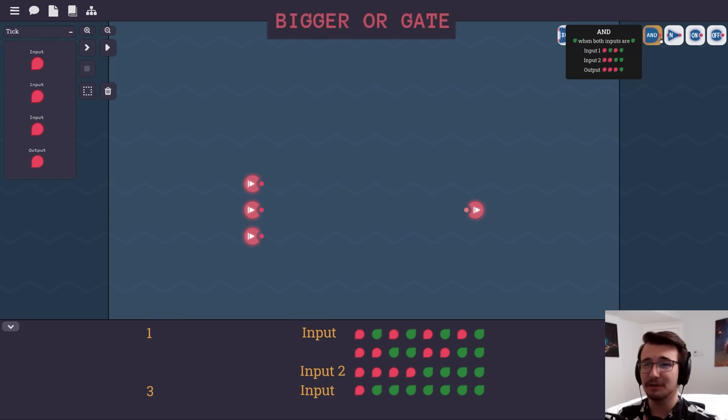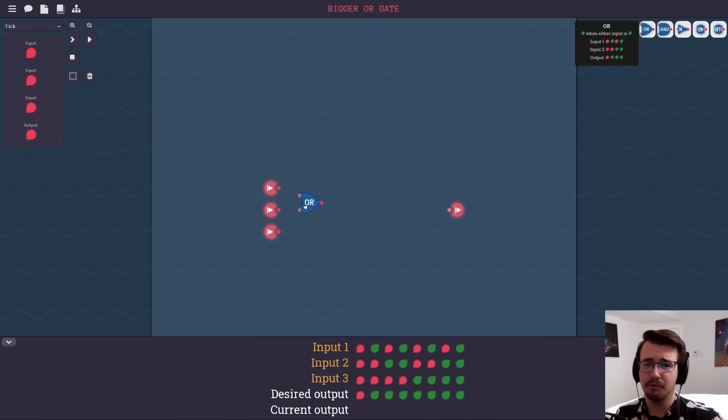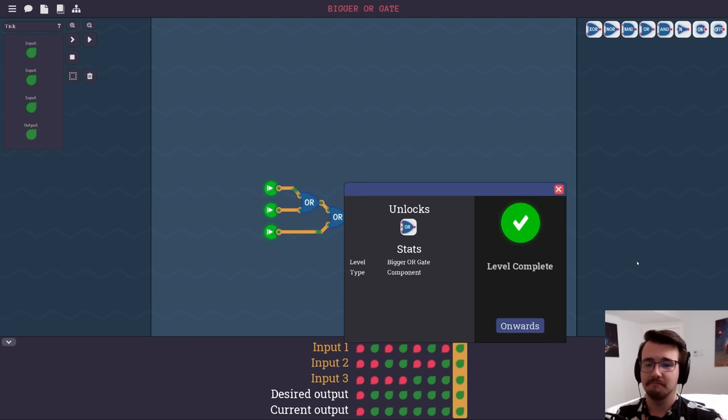Now I gotta make a bigger OR gate. And all I need to do is output a yes, as long as at least one of the inputs is yes. So what I can do is just chain OR gates. Do an OR of the first two, and then take that output, and do an OR with the third one as a result. And that, I guess it gave it to me quickly.